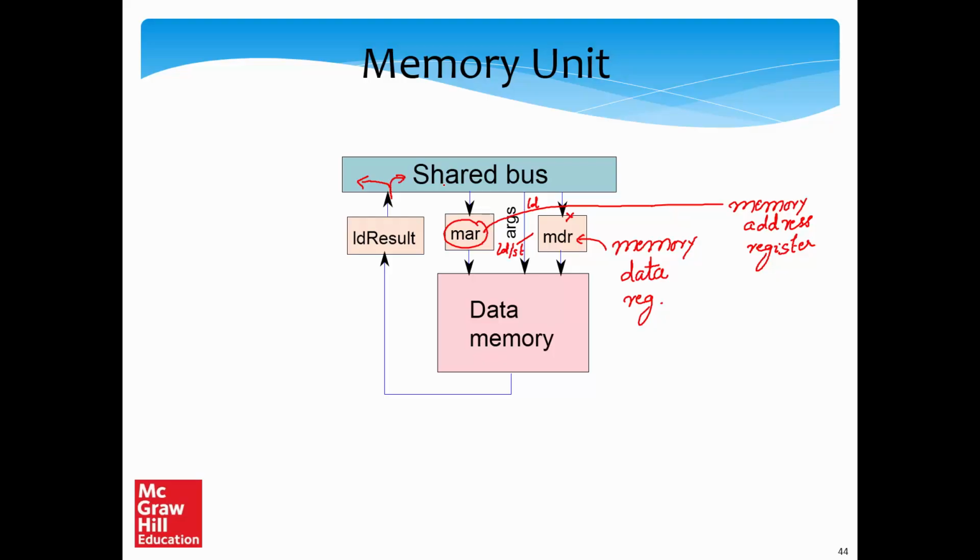Alright, so what we have done is we have taken again our old unit, which is the data memory in pink, and we have added three new micro registers, MAR for the address, MDR for the store data, and load result for the data that we read from data memory. So we add these three micro registers.